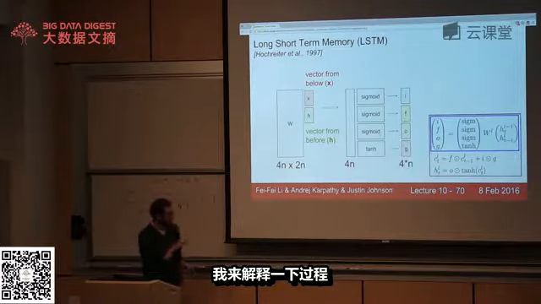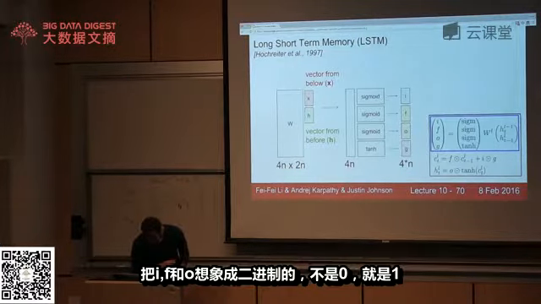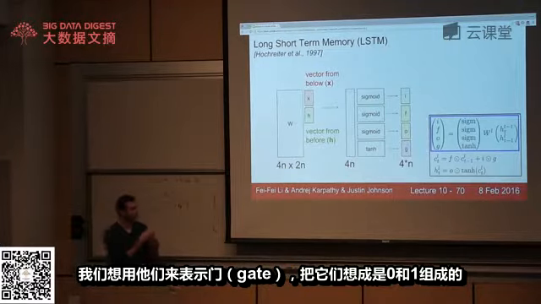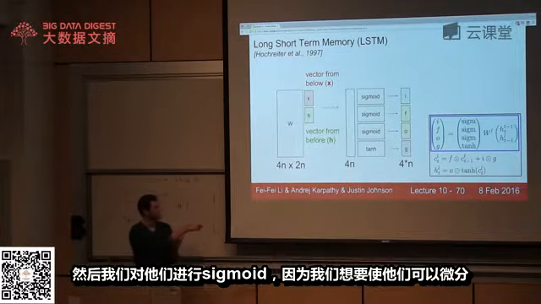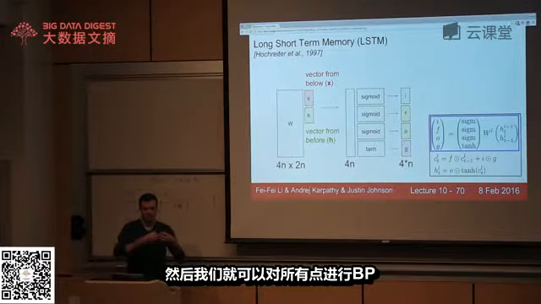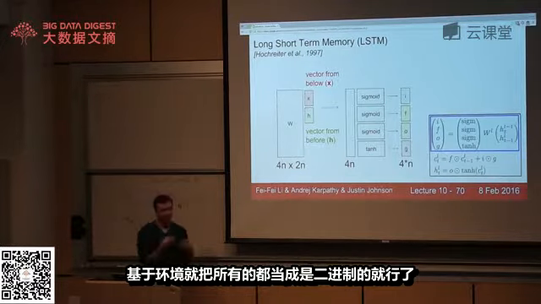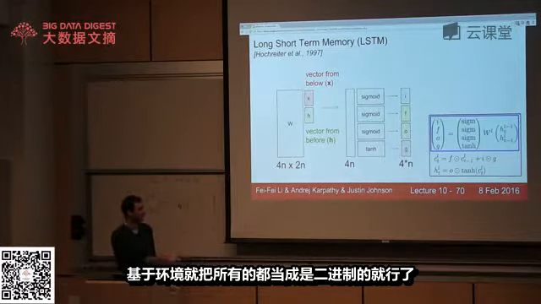And the way to think about it is, I'm going to go through a lot of this. OK, so basically think of i, f, and o as just binary, either 0 or 1. We want them to have an interpretation of a gate. Think of it as either zeros or ones. We, of course, make them sigmoids because we want this to be differentiable so that we can backpropagate through everything. But just think of i, f, and o as just binary things that we're computing based on our context.